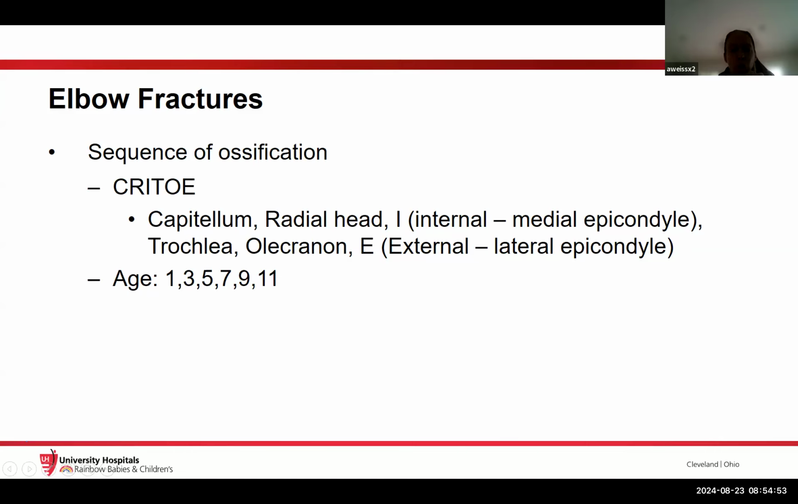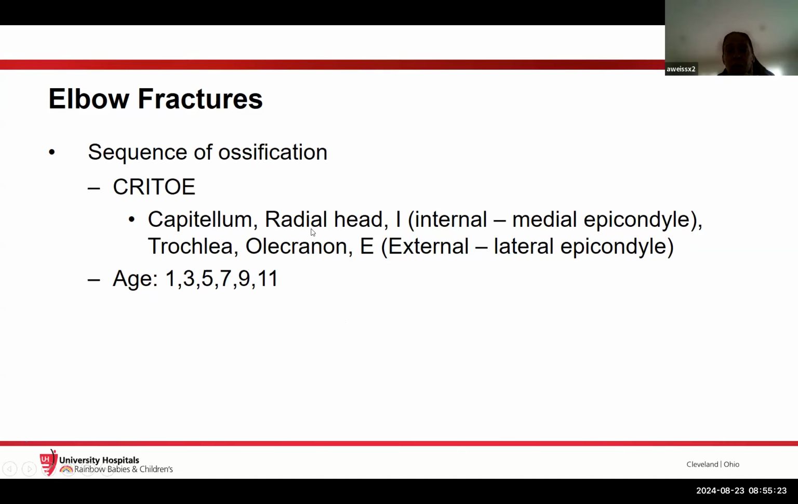So this is useful because if you're not sure if it's a fracture in the lateral epicondyle, and the capitellum's not ossified, that's a fracture in the lateral epicondyle, right? But if all of the other areas are ossified and you're seeing the lateral epicondyle, that may or may not be a fracture. And again, comparison views of the other side are always helpful. And I think that's the easiest way to do it.